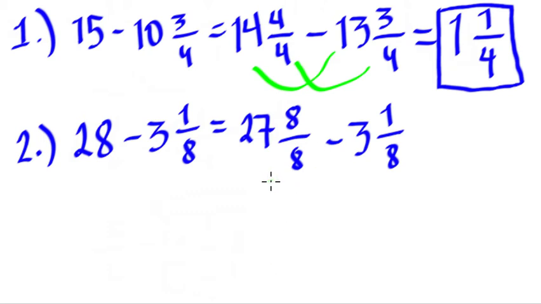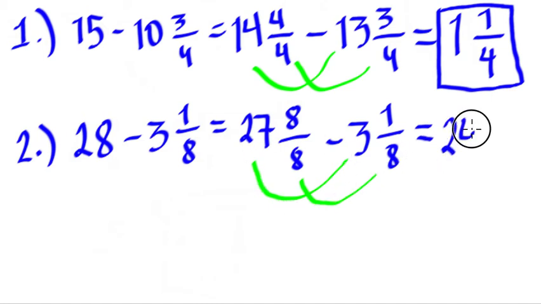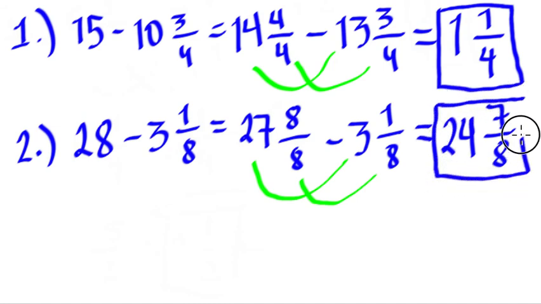Now notice what we did here. Again, like the previous number, we just subtract whole numbers by whole numbers and fractions by fractions, and we can do that directly because we have similar fractions. 27 minus 3 gives us 24. Then we have 8/8 minus 1/8, so we copy the denominator 8, and 8 minus 1 gives us 7. We ask ourselves if this can be simplified. No, because 7 is a prime number and it cannot be simplified any more. This is our answer for number 2.